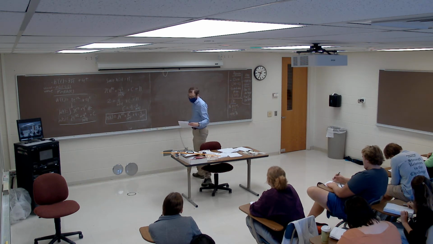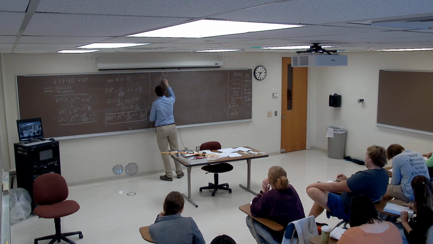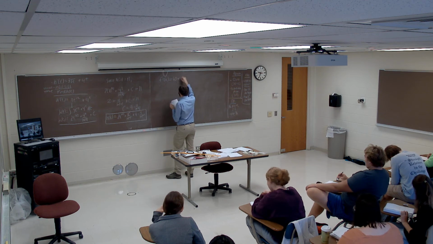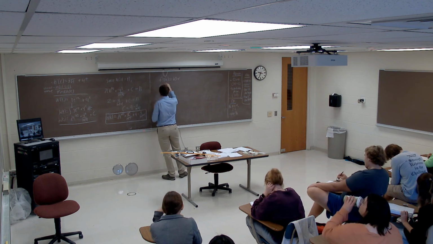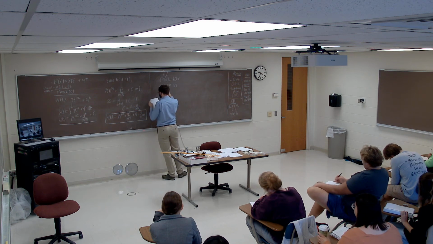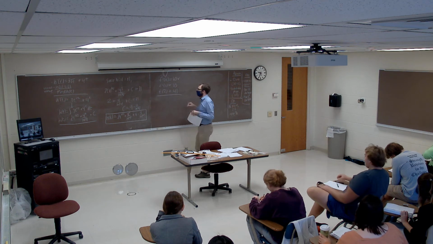Let's say we know 3 things about a function f of x this time. Let's say we know f double prime of x is 60x. f prime of 1 is equal to 10. And f of 2 is equal to 41.